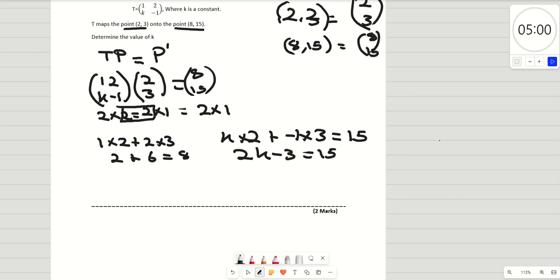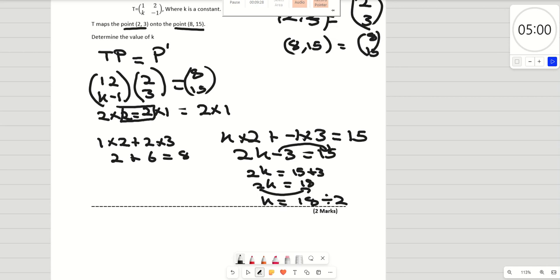We want to find the value of K. So simply make K the subject of the formula. We carry across minus 3. That's 2K is equal to 15 plus 3. So 2K is equal to 18. You carry across multiply by 2. The opposite of multiply by 2 is divide. So K is equal to 18 divided by 2. So K is equal to 9.